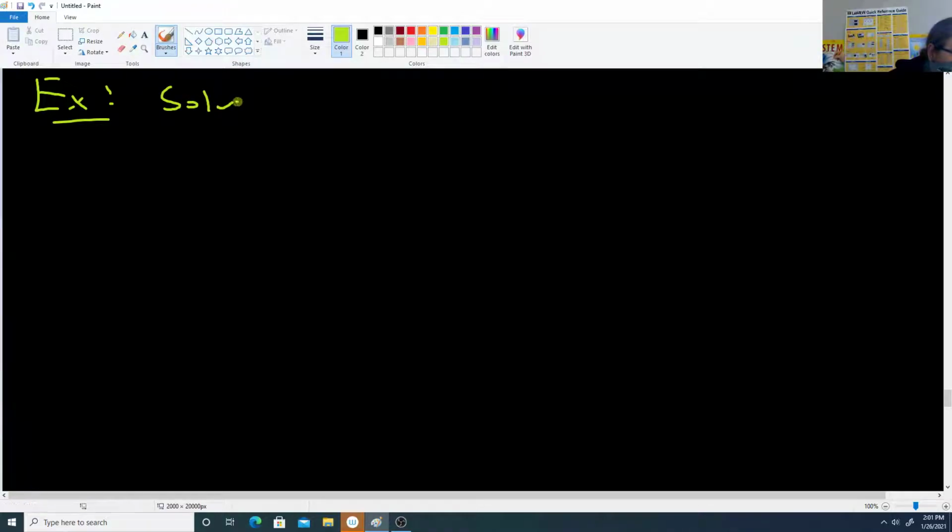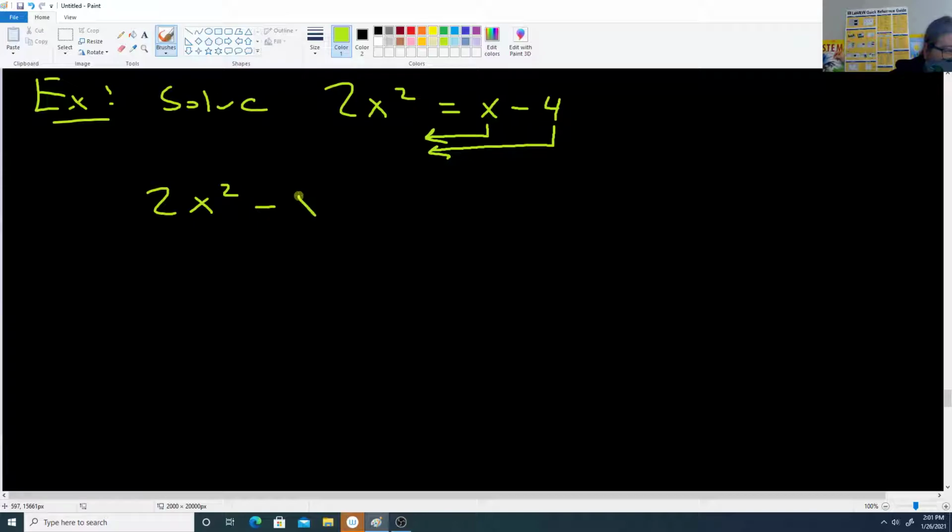So this time they want us to solve 2x squared equals x minus 4. So again, I've got to scoot all the terms over to the same side so I can get my function where I'm ready to set up to identify a, b, and c for the quadratic formula. So a is going to equal 2, b will equal negative 1, and c will equal 4.